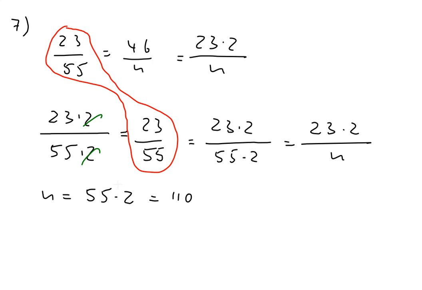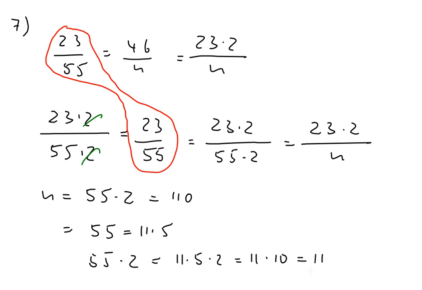How can I see this fast that 55 times 2 is 110? It's quite easy. 55 is the same as 11 times 5. And 55 times 2 is then the same as 11 times 5 times 2. And this is 11 times, and 2 times 5 is 10. And if you multiply a number by 10, you just have to take the number and add a 0 to it. And then you have 110.